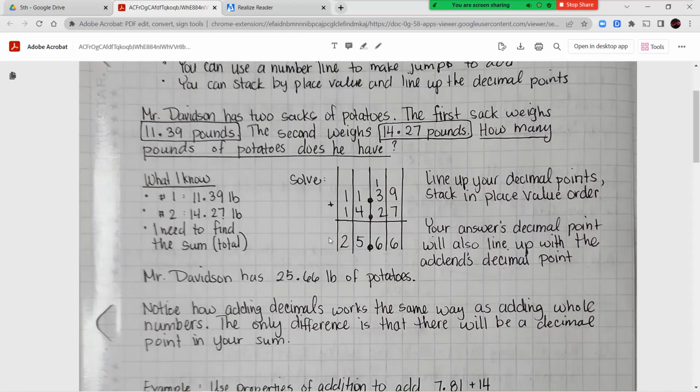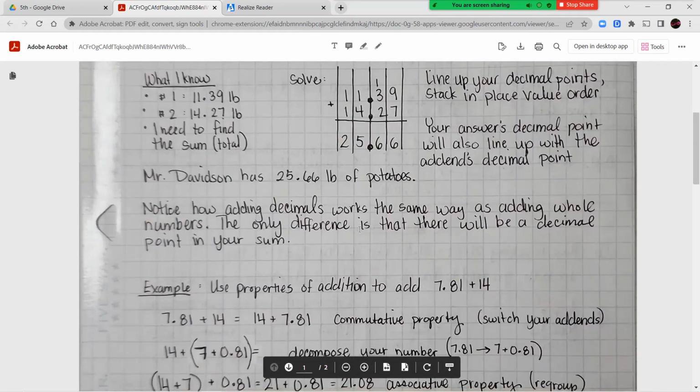Now notice when you're adding decimals, you're adding it the same way you add whole numbers. The only difference is there's going to be a decimal point in your sum. So if you line them up and immediately drop it into its place, you can ignore it and do your addition the same as you regularly do it.